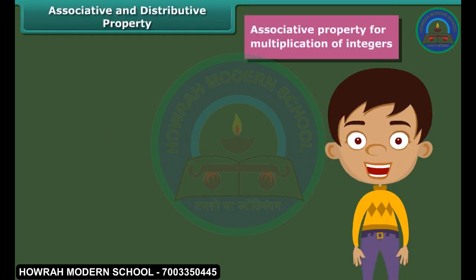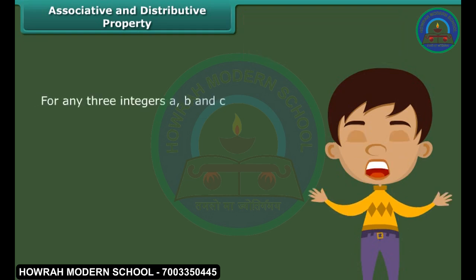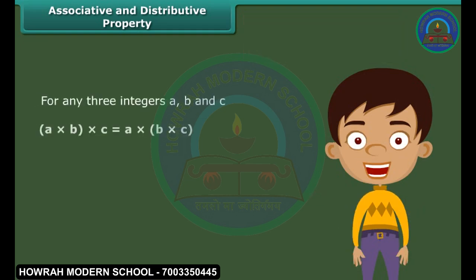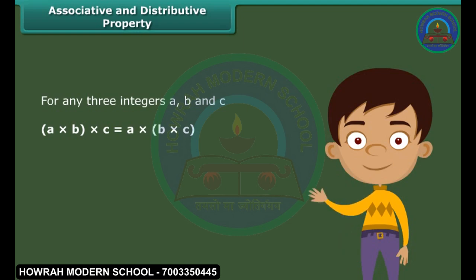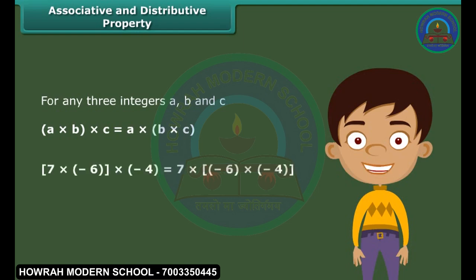The product of three integers does not depend upon the grouping of integers, and this is called the associative property for multiplication of integers. For any three integers a, b, and c, (a × b) × c is equal to a × (b × c). For example, (7 × (−6)) × (−4) is equal to 7 × ((−6) × (−4)).